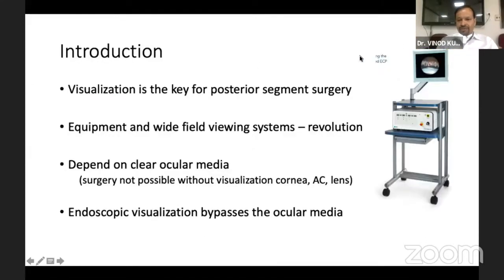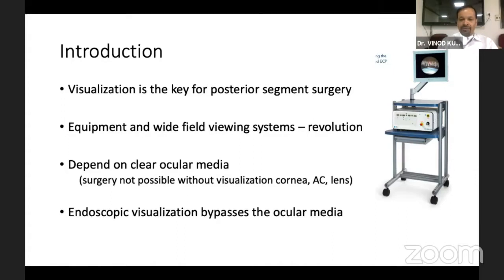We all know that visualization is the key for any posterior segment surgery, and there has been a revolution in the past 1 or 2 decades regarding the equipment and wide field viewing systems, but they all depend on clear ocular media. We must remember that there may be a problem in the ocular media, in terms of visualization through the cornea, the anterior chamber, or the lens. Most of the time we do encounter lens pathologies, but we are habitual to tackling lens opacities easily, which we can do now.